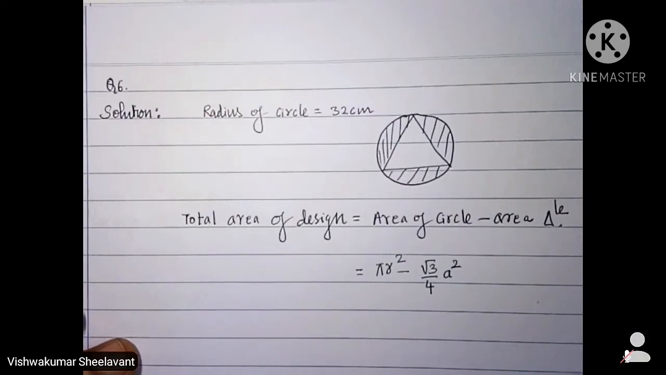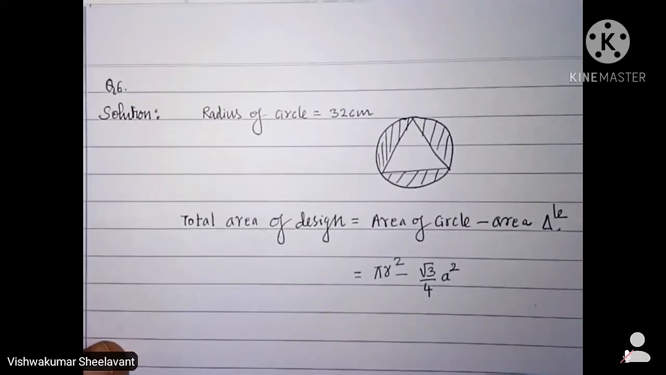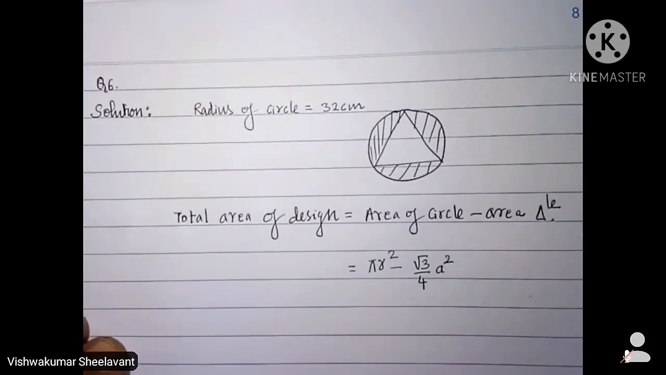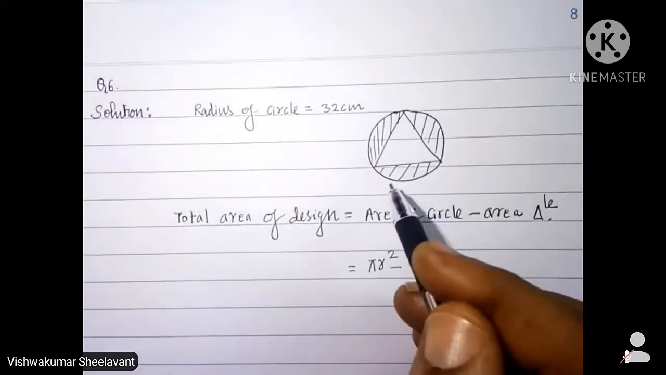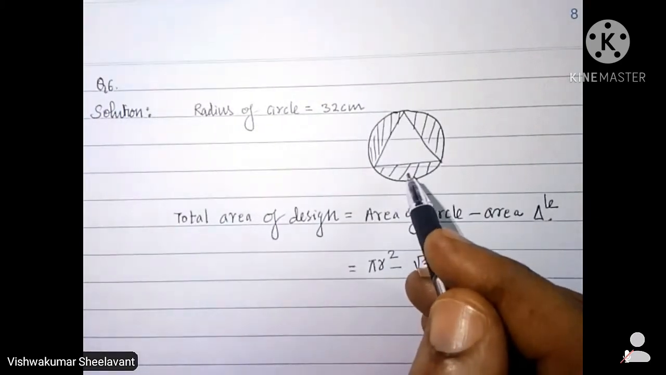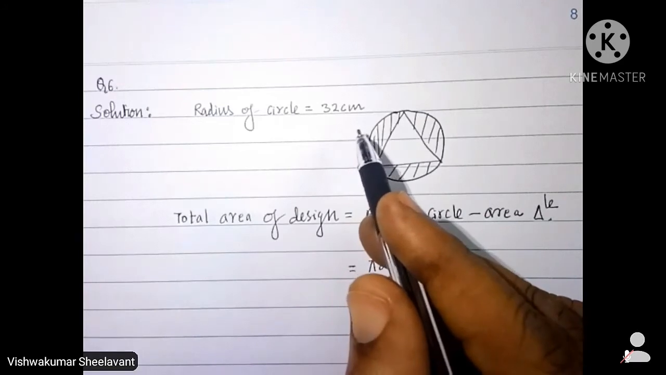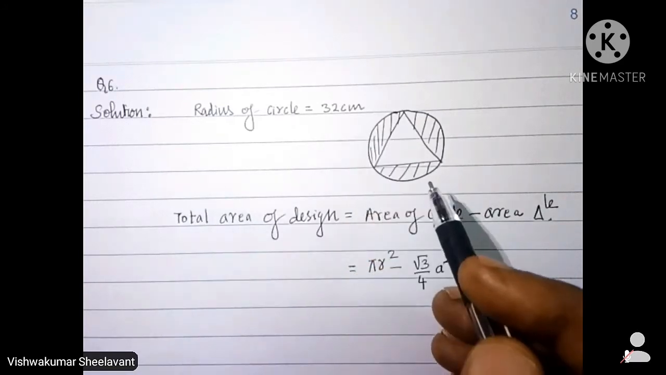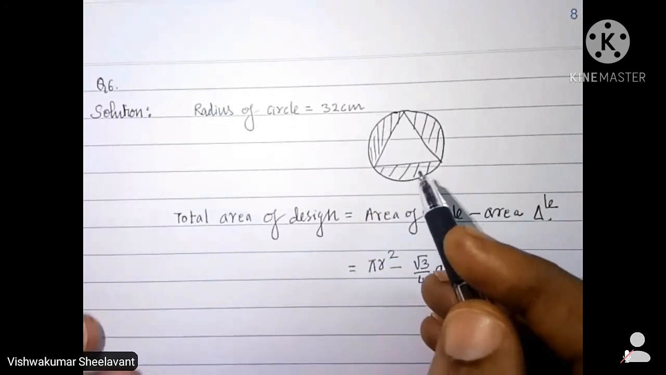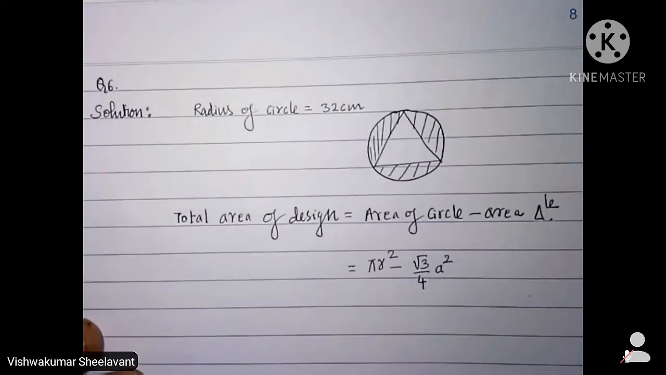But the side length of the triangle here is not given. We can calculate the side length of the equilateral triangle by making use of the angle and the available radius. But it will take a lot of time, right? So instead of that, we'll go for the direct formula only.